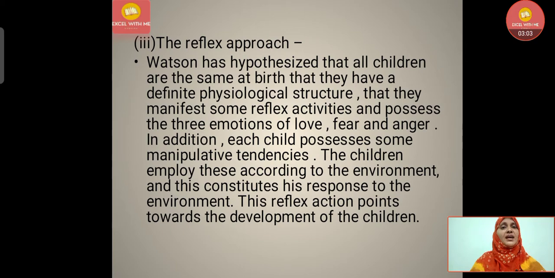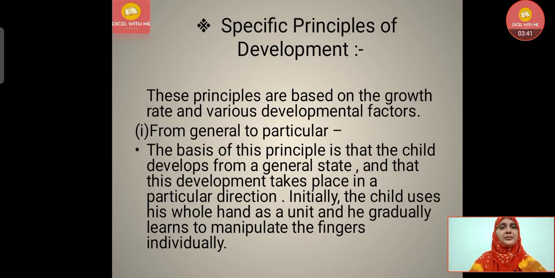Now, the third one is the reflex approach. Watson hypothesized that all children are the same at birth, that they have a definite physiological structure, that they manifest some reflex activities and possess the three emotions of love, fear and anger. In addition, each child possesses some manipulative tendencies. The children employ these according to the environment. This constitutes his response to the environment. This reflex action points towards the development of the children.